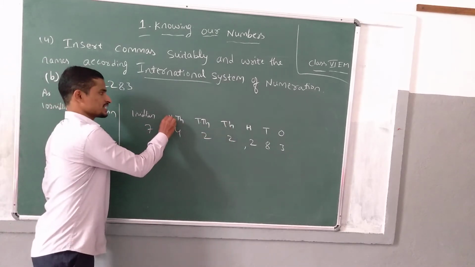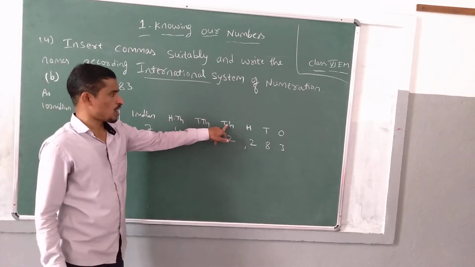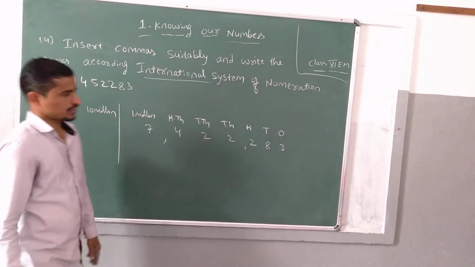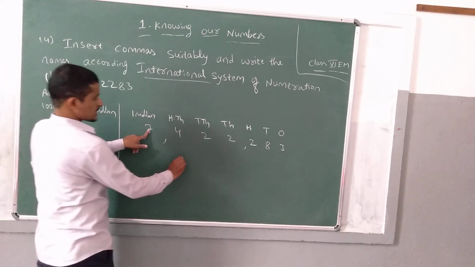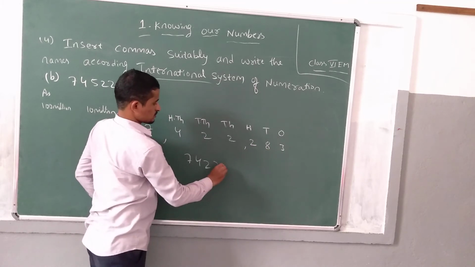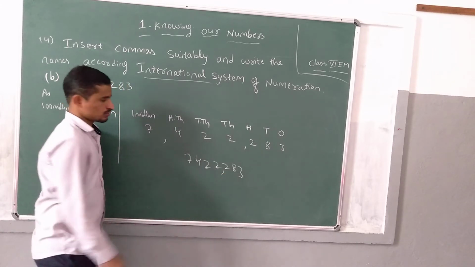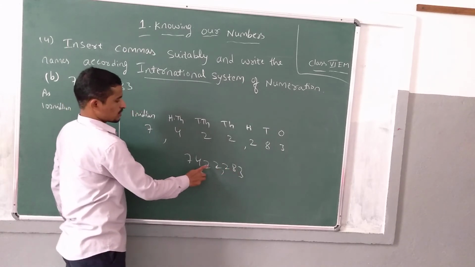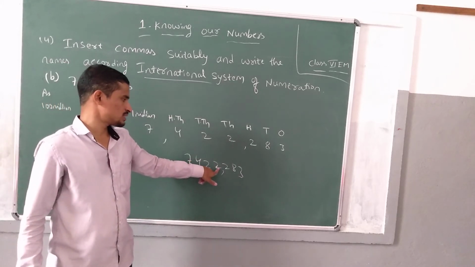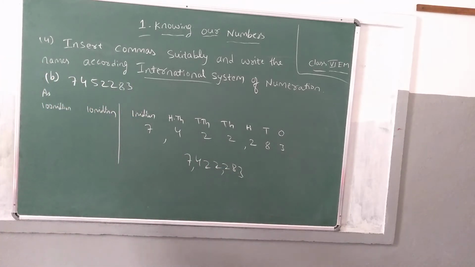7,422,000. This H indicates 100. Then TH, 1,283. Okay, so this is the problem. So once again you can write neatly 7,422,283. Now put the comma. Every 3 digits you have to put the comma. 1, 2, 3, put the comma. 1, 2, 3, put the comma. So this happens to be 7,422,283. It's a very simple problem.